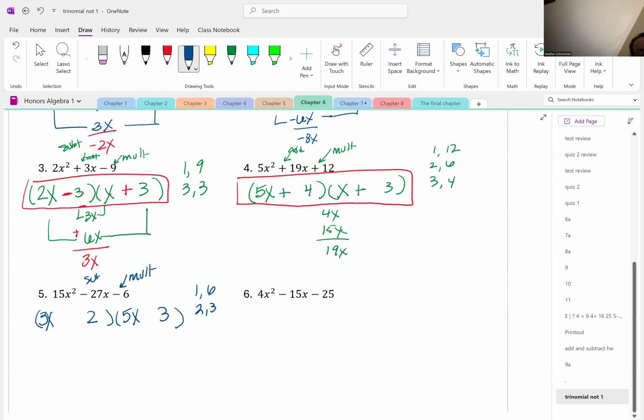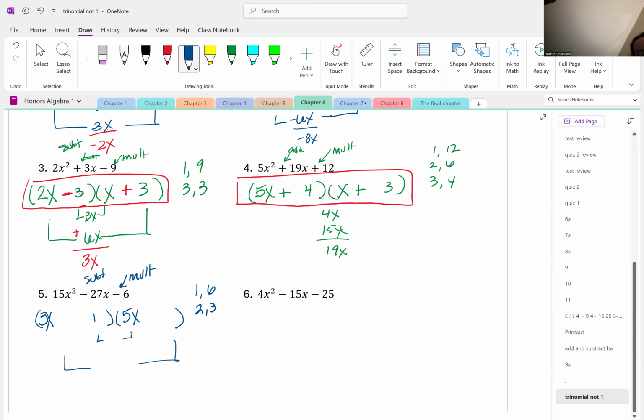So I want them to subtract to 27. If I do it this way, I'm going to get 10x, and over here, that's going to give me 9x. That's not going to get me to 27. So what if I did the 3 and the 2? That gives me 15 and 6. I'm getting higher, but I'm still not at 27.